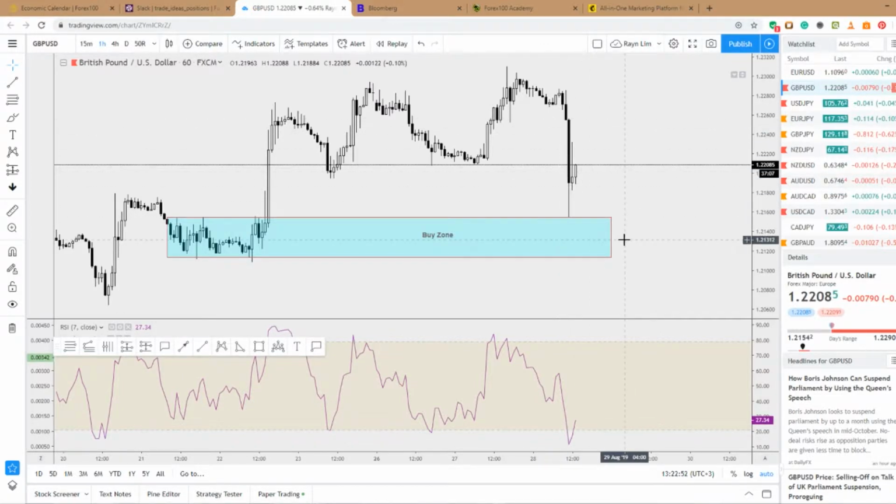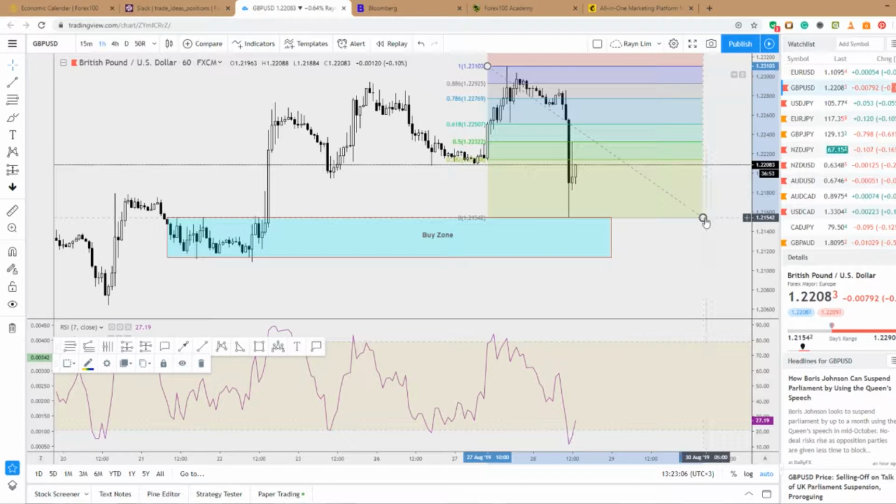Some traders might be thinking, hey, I want to sell it all the way down to the buy zone. Not for me, because the buy zone will only be valid when it hits that level. But there are always ways for us to plan our trade to see how it can go. So right now maybe I would say that it is possible for, let's say, a Gartley formation to form up.